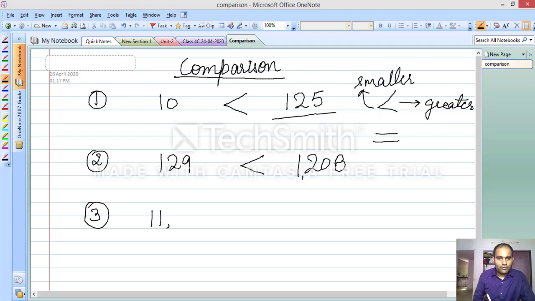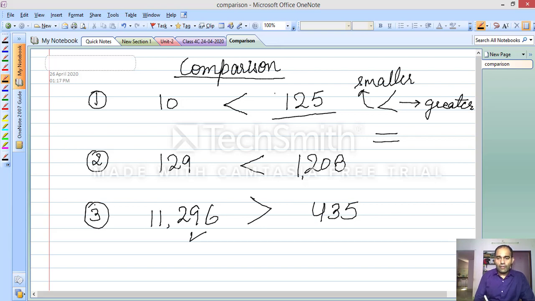Here is 296 and here is 435. Now tell me which number is greater? Yes, this number is greater, so the symbol would be like this. Here is ones, tens, hundred, thousand, 10,000, 11,296 and here 435. So we know 11,000 is much greater than 435.